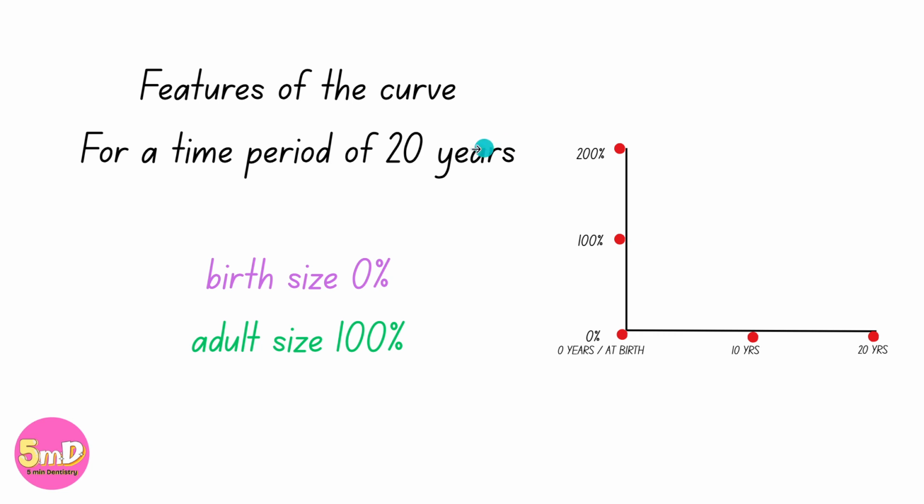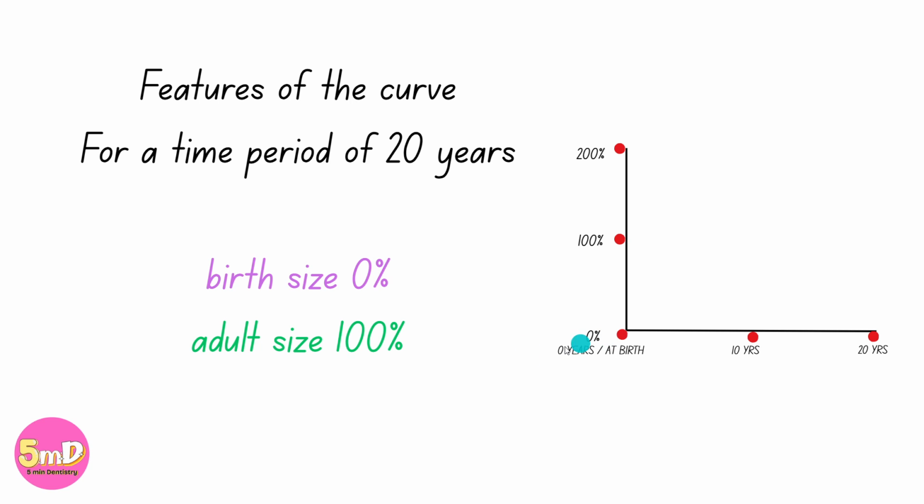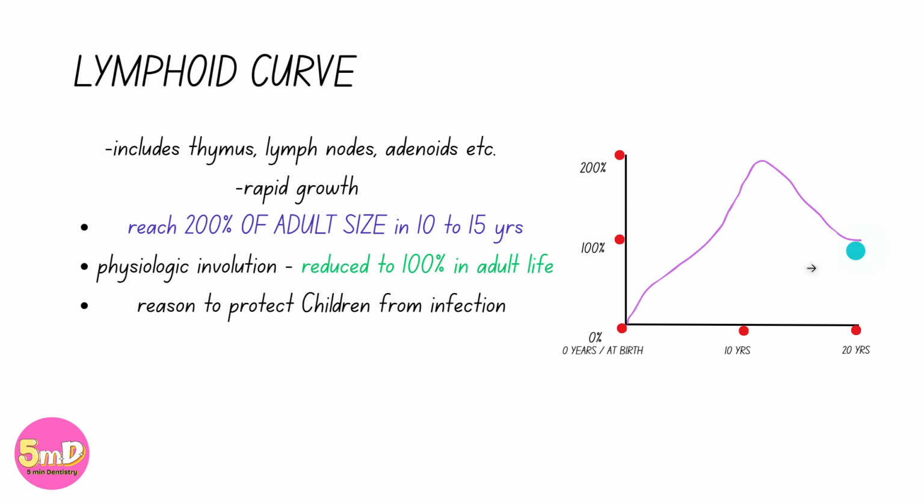So, the features of the curve include a period of 20 years, from birth to 20 years. Birth size denotes 0% and adult size denotes 100% here. This is the adult size, and 200%, some features we will see in the following videos. Some tissues of your body grow more than your adult size and then reduce. Do you have any guess what that is? Let us see in the next slide.